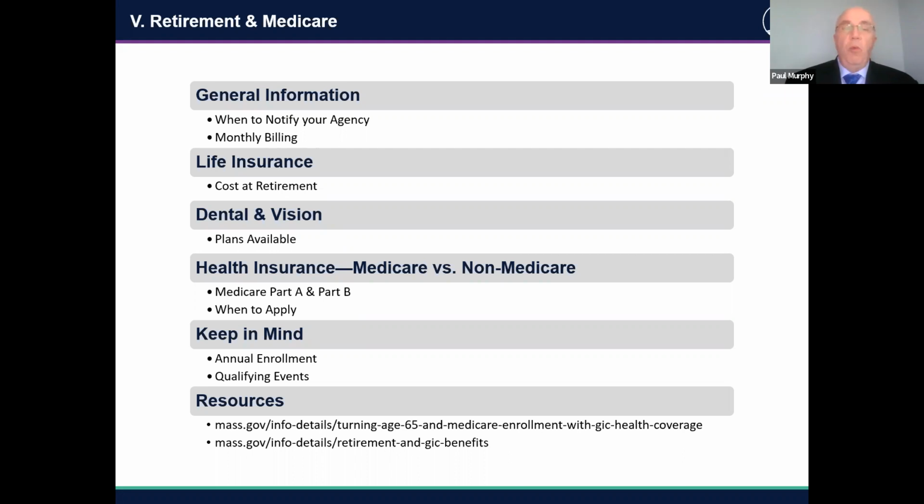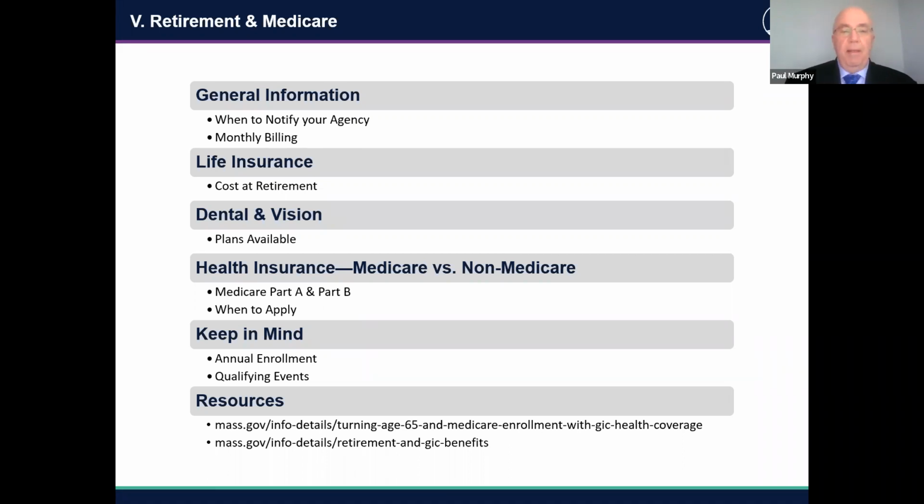Again, you don't have to wait for the letters. You may cancel this optional life insurance or decrease it at retirement or any time after you retire throughout the year. All you have to do is send GIC a letter advising us that you want to decrease or cancel that life insurance.